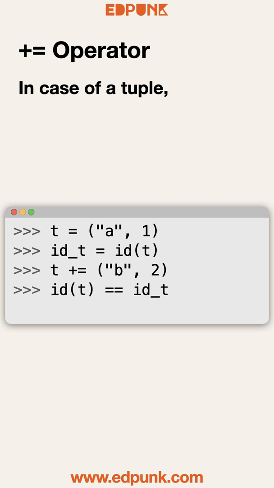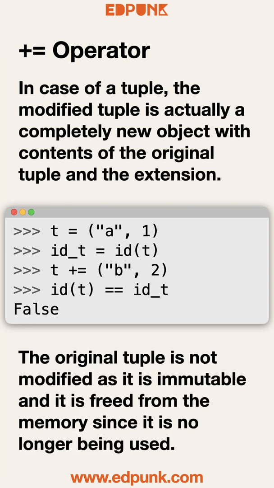The result returned is False as the original tuple is not modified and a completely new object is created with the contents of the original tuple along with the new items. The variable t is reassigned to this new object.